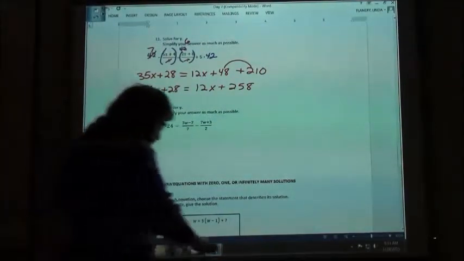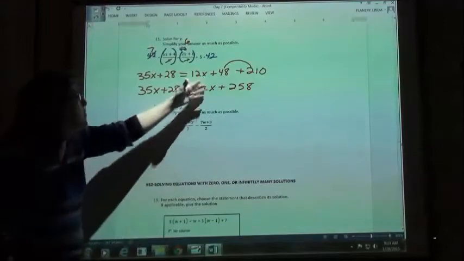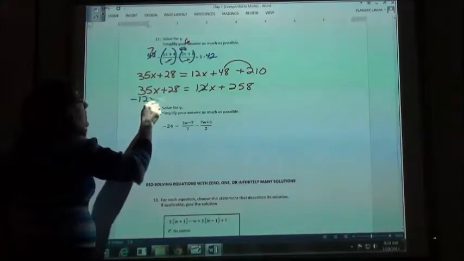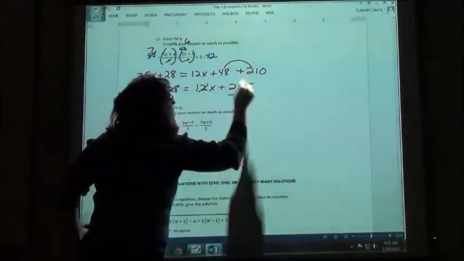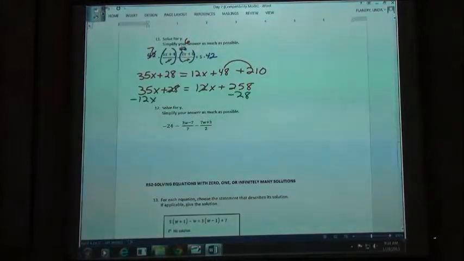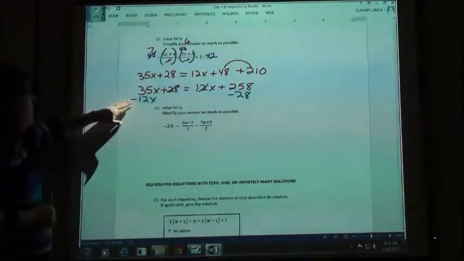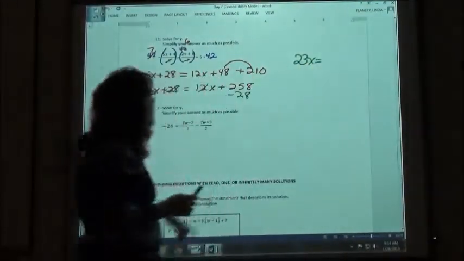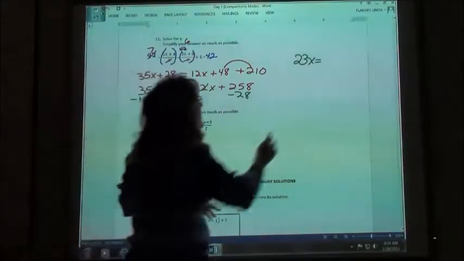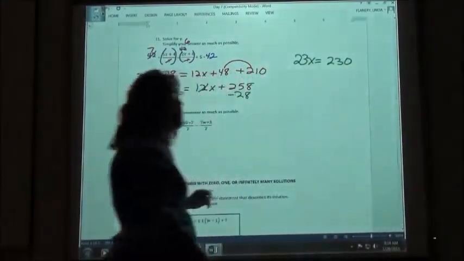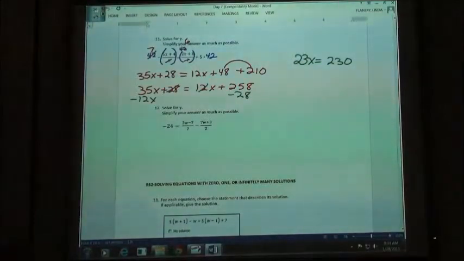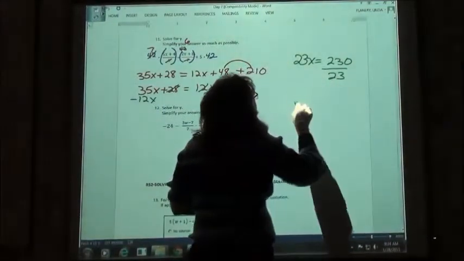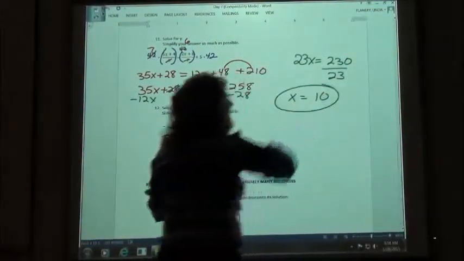So on this one, I've got both variables and numbers on both sides, so I'm going to move my x's to the left and my numbers to the right. So I got to minus that 12x and minus my 28. 35 minus 12 looks like it is 23x. 258 minus 28 is 230. And then I can go ahead and divide by that 23. And it goes in there nice and even 10 times.